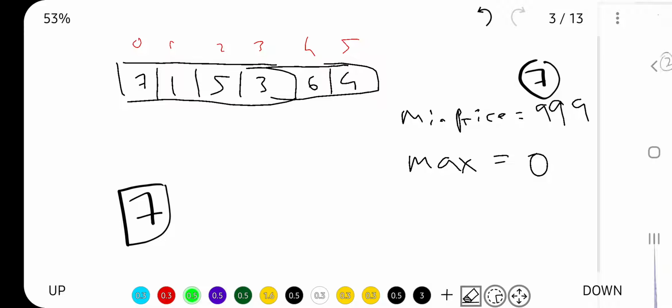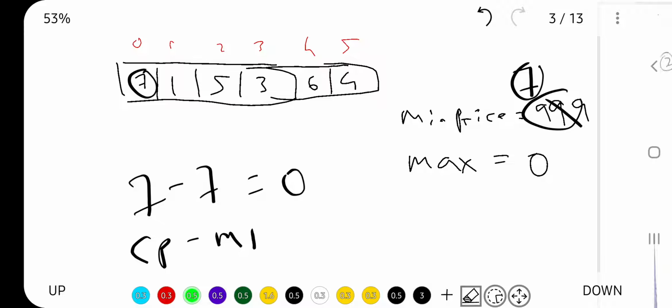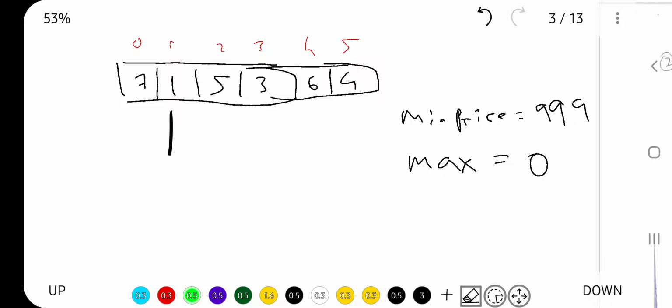Now my option is that I can sell the stock at the same price, right? If I buy at 7, I can sell at 7 as well. What will be my profit? It will be 0, right, if I sell on the same day. So how I'm calculating the profit is, what is the current price I have, which is 7, and what is the minimum price I have initialized? 7, right? This was initialized as 7, so 7 minus 7 will be 0. This is my current price. I'll be representing it as CP minus the minimum price. Okay, so it will be 0, so it is no use. So next I'll move to this one.